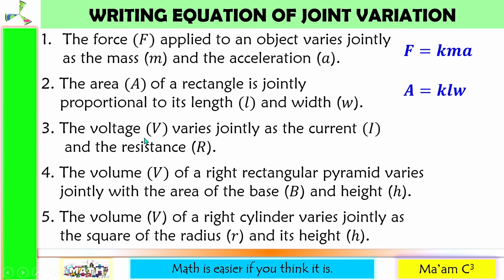Next one, the voltage V varies jointly as the current I and the resistance R. So we have V equals k times I times R. Next one, the volume of a right rectangular pyramid varies jointly with the area of the base and the height. So we have V equals k times B times H. And the last one, the volume of a right cylinder varies jointly as the square of the radius and its height. So we have V equals k times r squared times h.